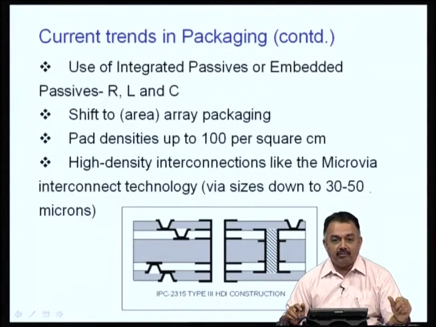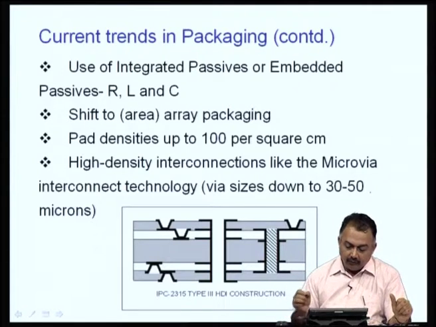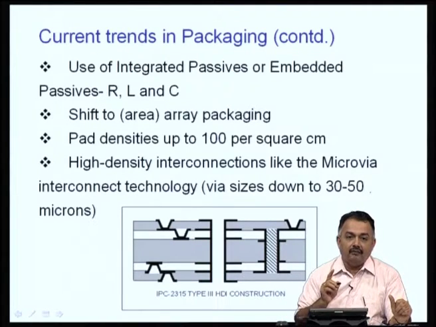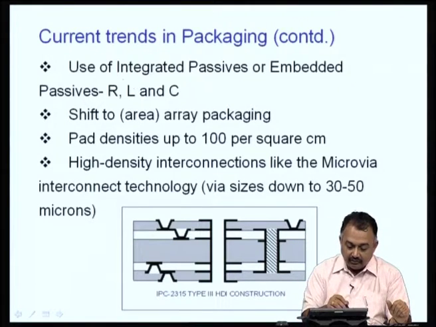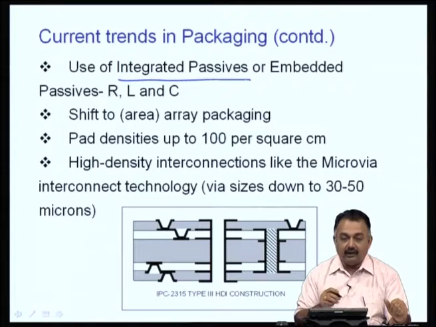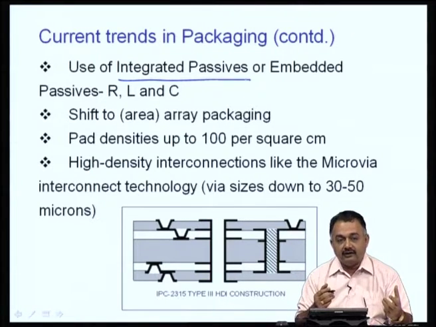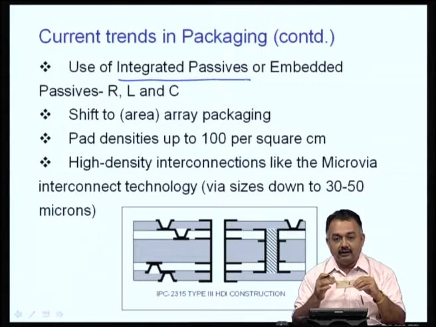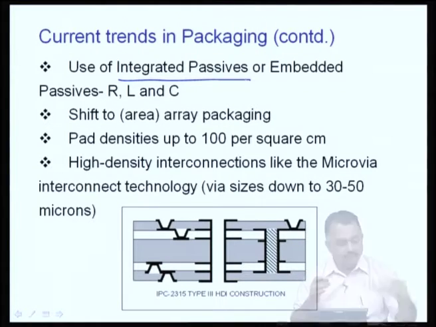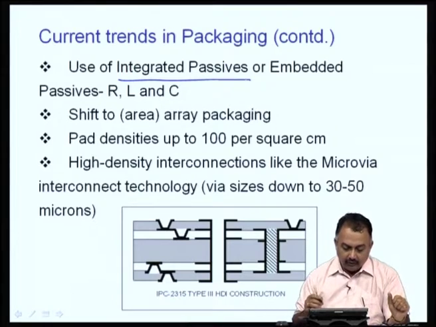Continuing with the current trends in packaging, if you want to increase the density of your boards or your systems, because a board is equal to a system today, since the board performs system level functions, then you have to use integrated passives rather than bulky devices like a resistor and capacitor mounted on the board. So, you can actually build the embedded passives inside the layer.